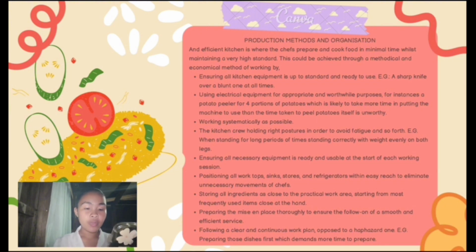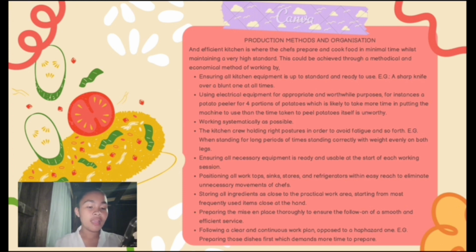Next is working as systematically as possible. The kitchen crew holding the right posture in order to avoid fatigue, and so forth. When standing for long periods of time, standing correctly and weight evenly on both legs. Next is ensuring all necessary equipment is ready and usable at the start of each working session. Positioning all worktops, sinks, stores, and refrigerators within easy reach to eliminate unnecessary movements of chefs.